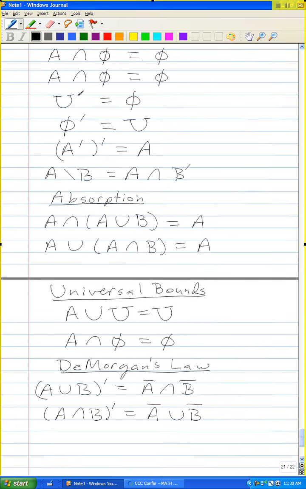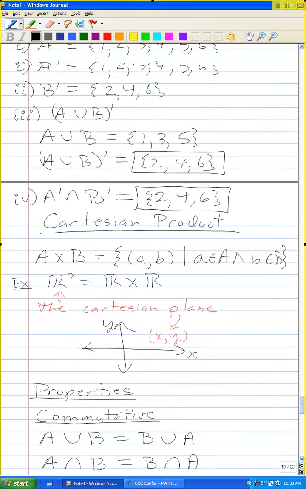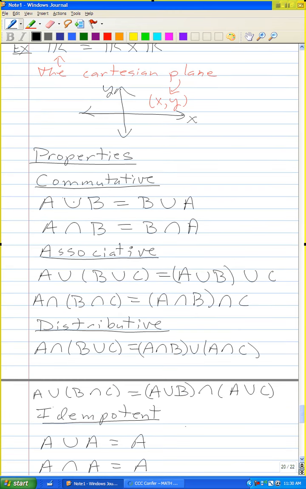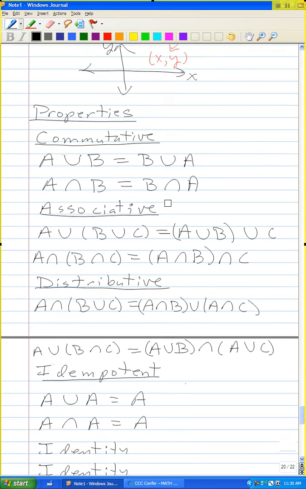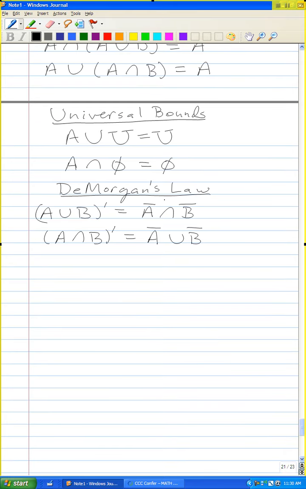Okay. Suppose I wanted to show one of these. Let's show this first one here. I'm just going to do one of them. Example: prove that A union B is the same as B union A. Okay, so let's show that.